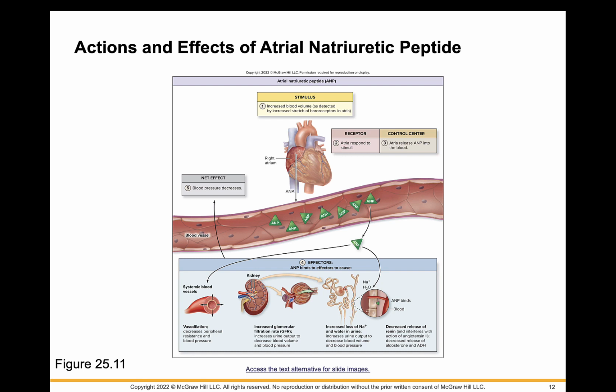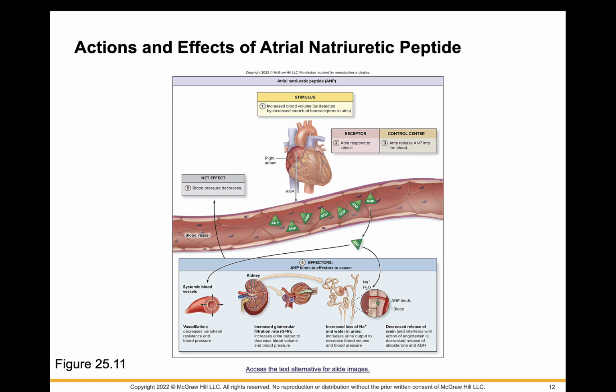Here, once again, we see this figure, and notice the stimulus will be increased blood volume, and that is going to be detected by increased stretch of the baroreceptors within the atria, typically due to an increase in blood volume. The atria respond to the stimuli and release ANP within the blood. ANP will basically result in vasodilation, so this decreases peripheral resistance and blood pressure. It will increase glomerular filtration rate, and this increases urine output to decrease blood volume and blood pressure.